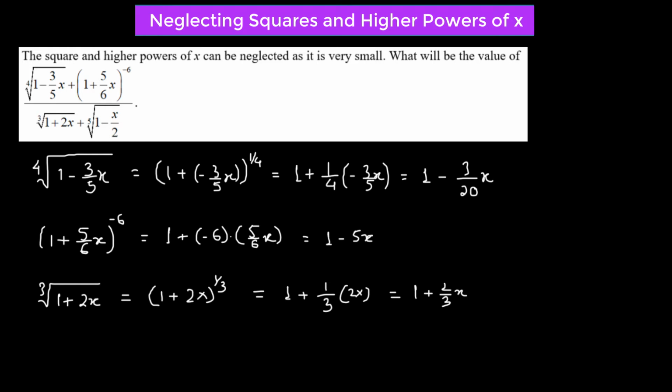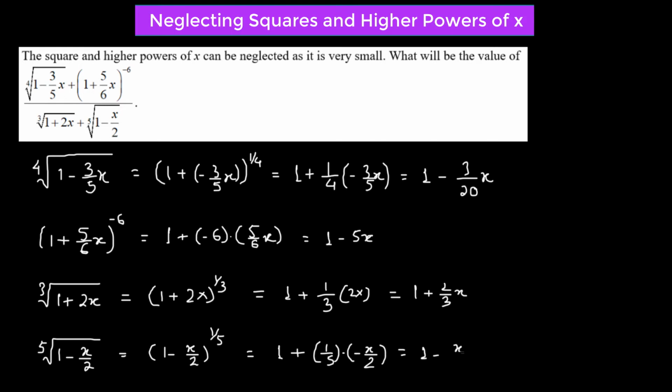I move on to the second term in the denominator. It's the fifth root of 1 minus x over 2. In the exponent form, we can write it as 1 minus x over 2 raised to the power of 1/5. Then we apply the binomial approximation, so we have 1 plus n, which is 1/5, times x, and x here is denoted by the second term, which is negative x over 2, and we get 1 minus x over 10.